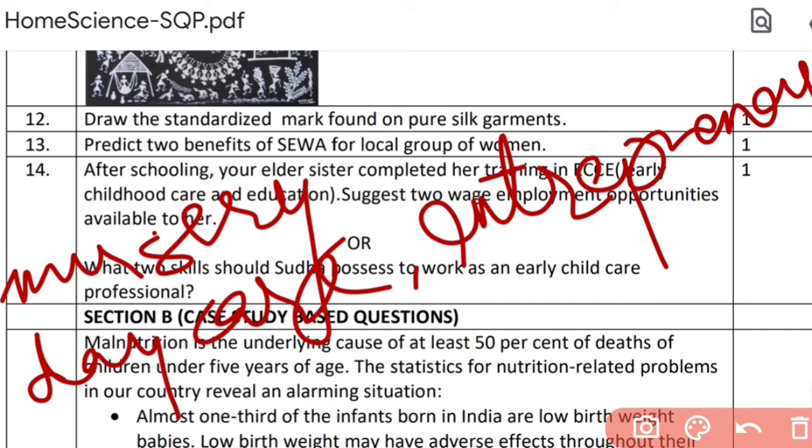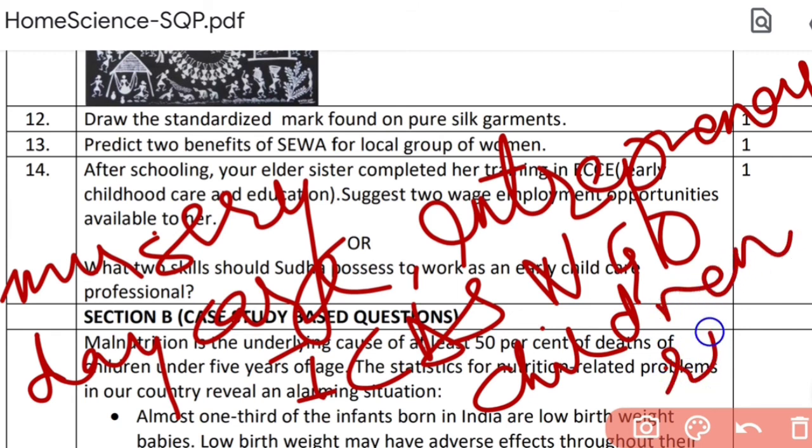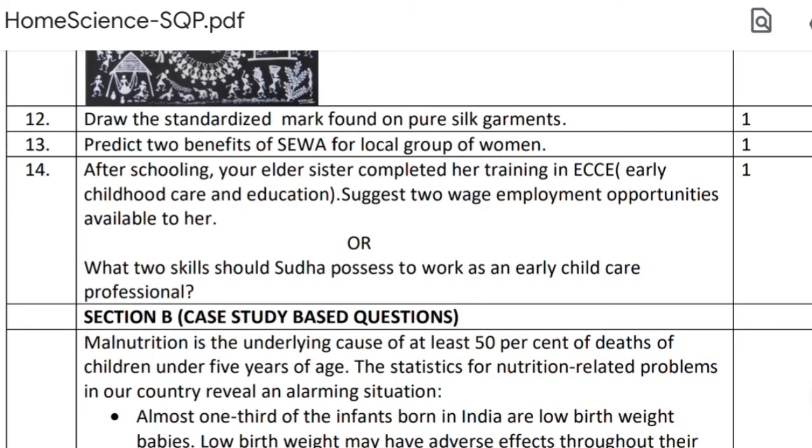And besides this, what can she do? She can work in government schemes like ICDS or any of the NGOs and work for children related programs. So these are the various options. You can write any of those. And finally, the next part is: what two skills should Shudha possess to work as an early child care professional?